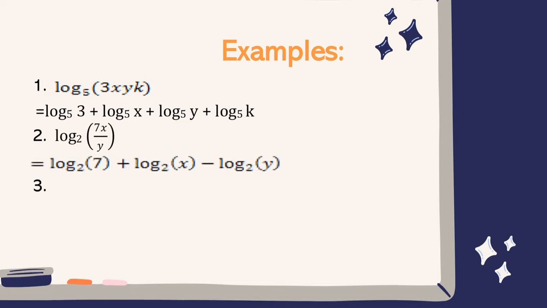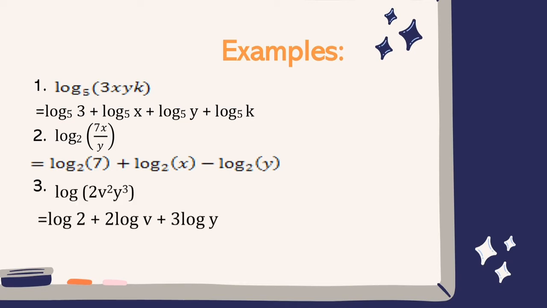Next, we have logarithm of 7x over y to the base of 2. The inside of the parentheses is a fraction, which means that we'll first apply the quotient rule. Since the numerator is a product of 7 and x, the product rule will break it up. The same rule applies as well if it were the denominator. So, the expanded form would be logarithm of 7 to the base of 2 plus logarithm of x to the base of 2 minus logarithm of y to the base of 2.